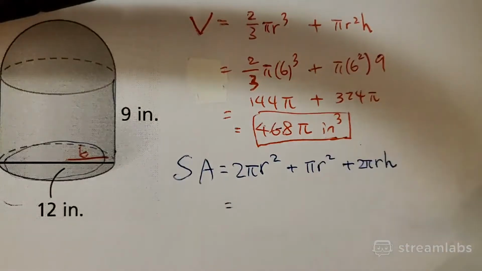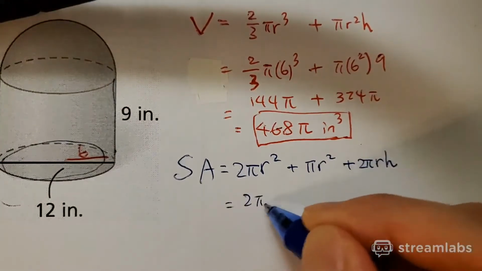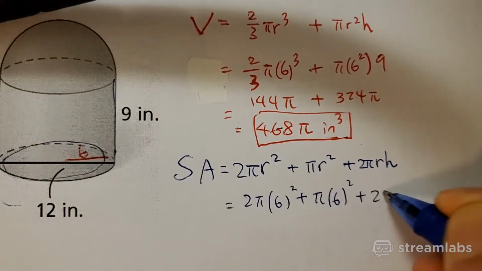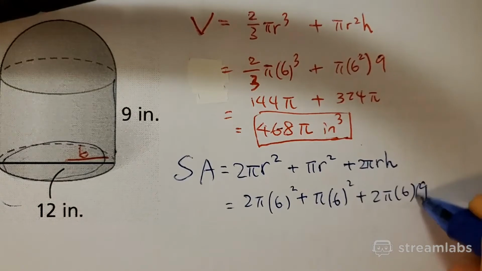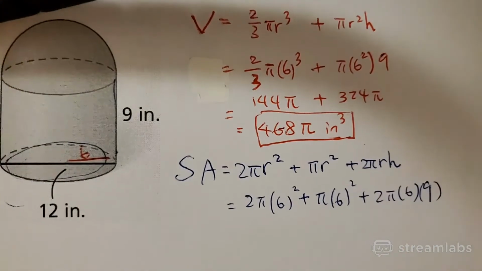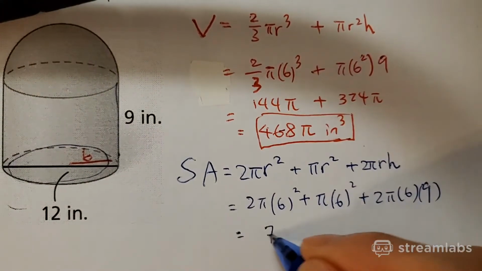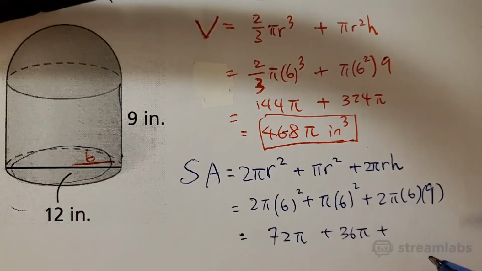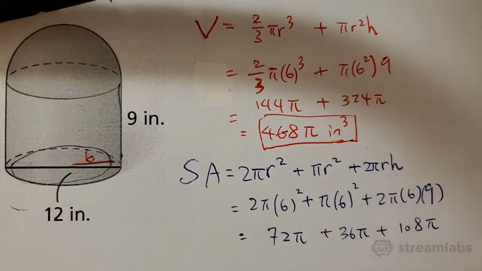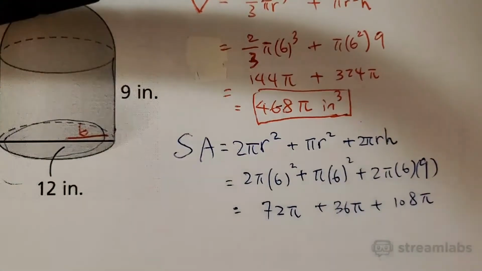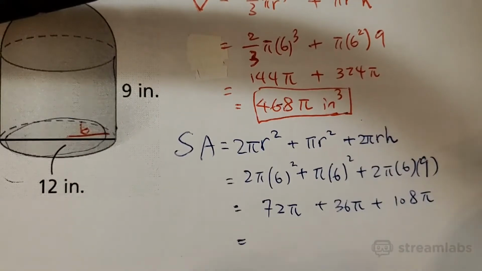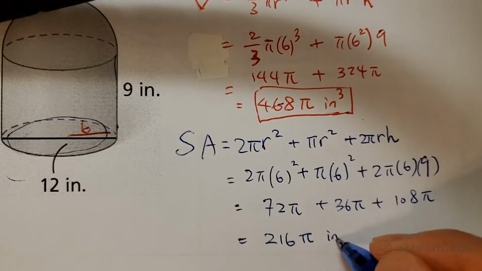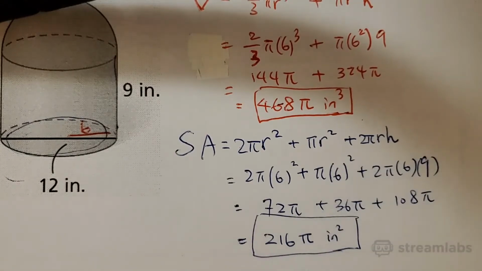Okay, so together we get 2 pi times 6 squared plus pi 6 squared plus 2 pi 6 times 9. Calculate it out. We get 72 pi plus 36 pi plus 108 pi. Together, 216 pi square inches. Is that right? You get the same answer?